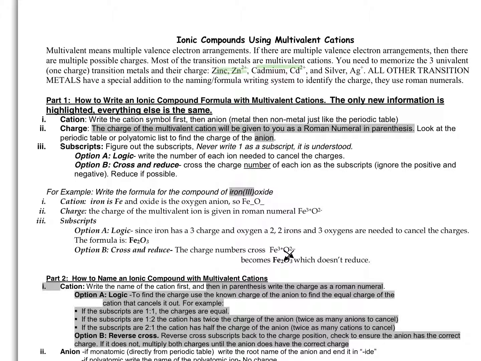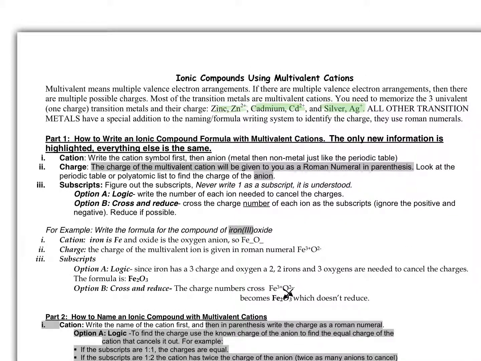Cadmium is +2. Cadmium is right below zinc. Silver is +1. Now if you look at the location of these, if we have silver, Ag, plus, then we have zinc, which is 2+, with cadmium, which is 2+.